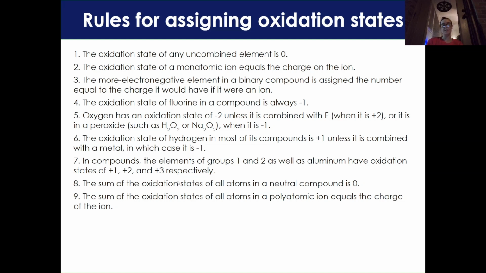I already mentioned that the sum of all oxidation states in a neutral compound is going to be 0, and the sum of the oxidation states in a polyatomic ion is going to equal the charge on that ion. For example, things like carbonate or nitrate, those are charged covalent compounds, or aka polyatomic ions. So when you add up the oxidation states of whatever's in that polyatomic ion, it has to equal the charge on that ion.